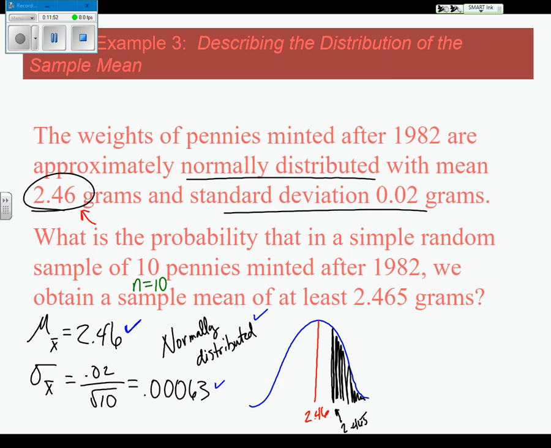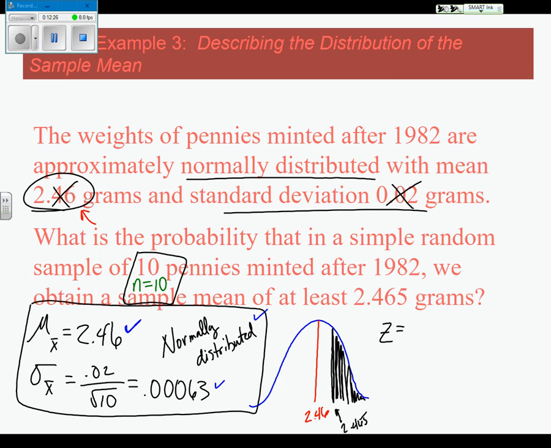Well, this looks very familiar to the quiz that we took last week. If it's normally distributed, I just need to find a z-score using these numbers that I found. Okay? Now, unfortunately, I don't get to use these numbers. If I was just wanting to know the probability of maybe 1 penny being heavier than 2.465, I would use those numbers. But I want to know the probability that my sample of 10 pennies got bigger. So I need to come down here and use my new numbers that I found. Okay, so I'm using those new numbers.